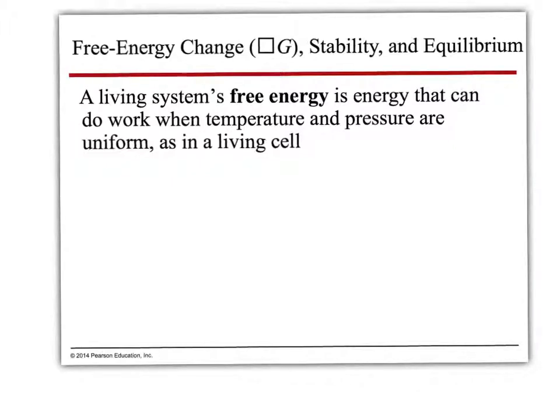But in a living system, free energy is the energy that can do work when temperature and pressure are uniform, as in a living cell. Temperature and pressure is what we're exposed to every day: 1 atmosphere on the barometer, atmospheric pressure. Temperature for your cells is 37 degrees Celsius, about 98.6 degrees Fahrenheit. Pretty uniform, right? That's going to happen all the time.